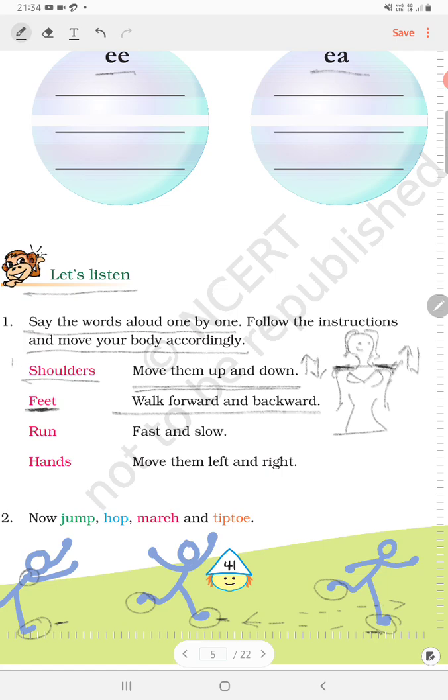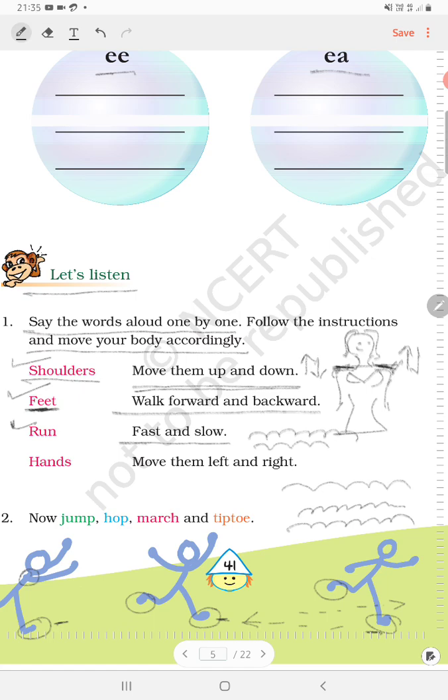Okay, so we've done shoulders, move them up and down, feet also, walk forward and backwards, then run fast and slow. Fast, running very fast, and slowly, take gradually, one step at one time. This is slowly. Okay, and fast is 1 2 3 4 5. Running fast, and slow is 1 2 3 4.